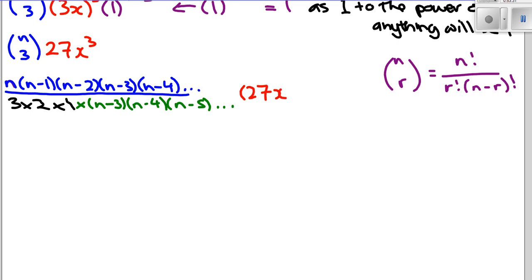And now this is important. What's cancelling out? N subtract 4, N subtract 3. Yep, and of course the n subtract 5 as well, because that's a dot, dot, dot. N subtract 3. Good. Anything else? No, you're good.